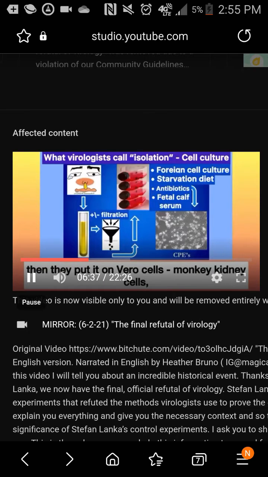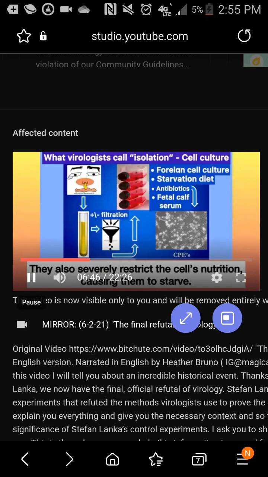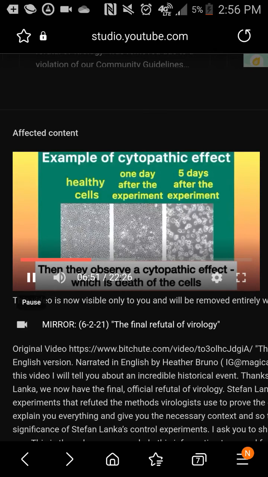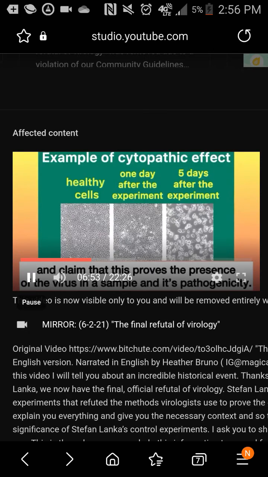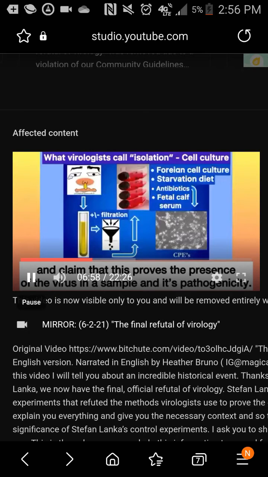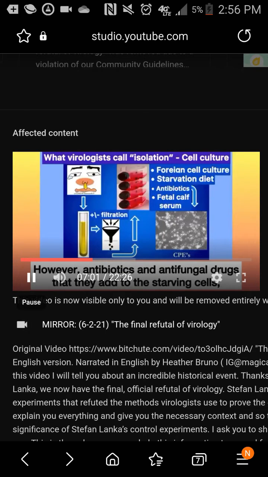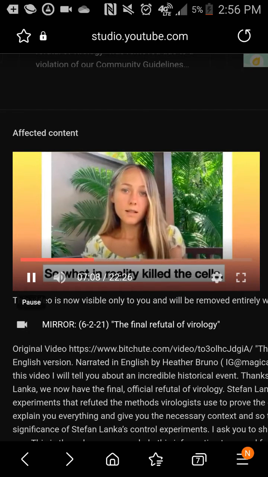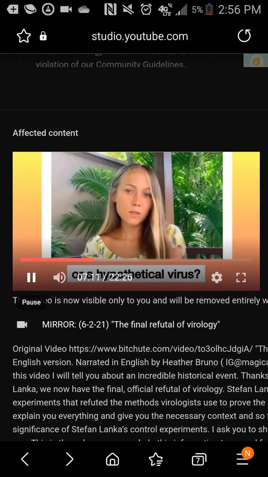They put it on Vero cells, monkey kidney cells, and add large amounts of antibiotics and antifungals. They also severely restrict the cells' nutrition, causing them to starve. Then they observe a cytopathic effect, which is death of cells, and claim that this proves the presence of the virus in a sample and its pathogenicity. However, antibiotics and antifungal drugs that they add to the starving cells are powerful cyto and nephrotoxins. So what in reality killed the cells? These toxic drugs and hunger, or a hypothetical virus?